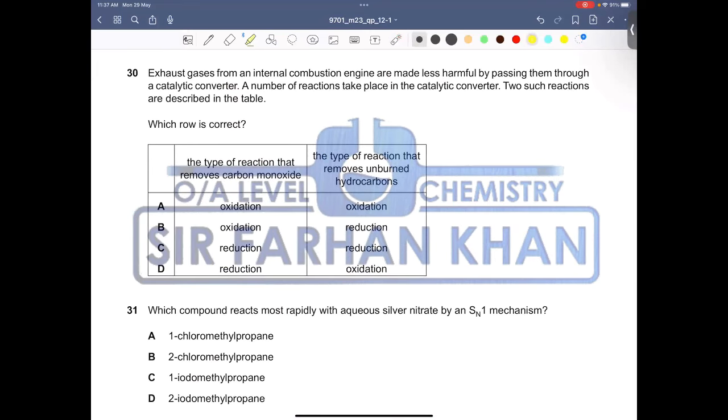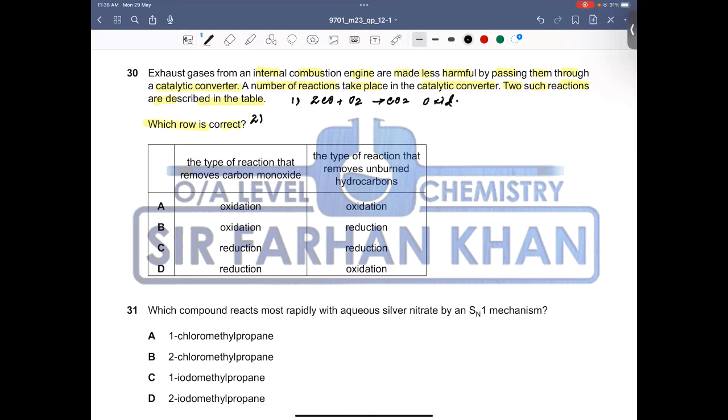Exhaust gases from an internal combustion engine are made less harmful by passing them through a catalytic converter. A number of reactions take place in the catalytic converter. Two such reactions are described in the table. Which row is correct? There are three different reactions that actually take place in the catalytic converter. The first one is oxidation of CO into CO2. That's your oxidation.